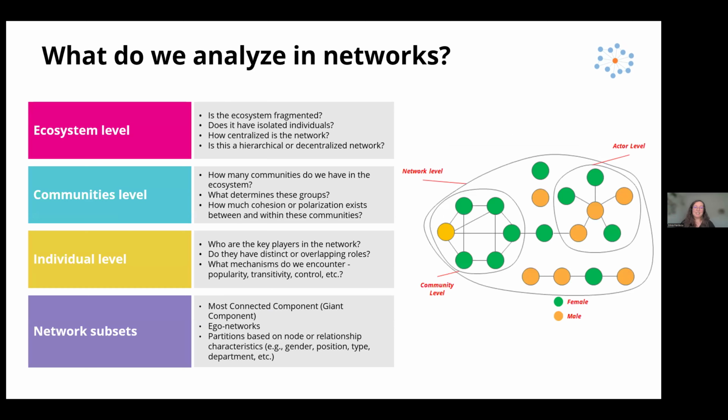Once you have all this data, you can look at different levels of analysis. You can look at the ecosystem level, you can look at communities, identify communities, identify key players, and then you can even look at different network subsets. So for example, let's say in an organization, I want to see who communicates with whom, or who trusts whom, and then I want to look at the subset of women versus the subset of men, and try to understand, for example, if there are different power dynamics, collaboration dynamics, or anything like that.